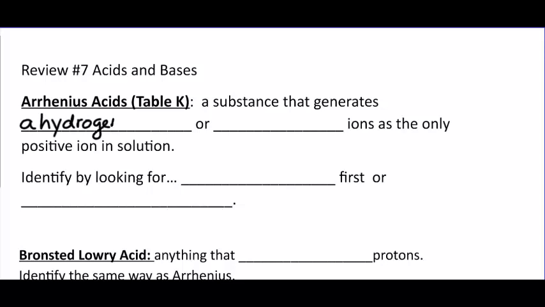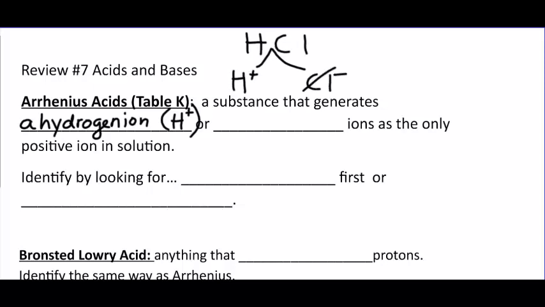Anybody know the symbol for a hydrogen ion? Yes? H+. Okay? Or, since hydrogen ions really don't float free in water, if you put an acid in water, like this guy, it will split. It's like the Angry Bird that splits, and it'll generate the hydrogen ion and the chloride ion. Well, what makes it an acid is the fact that it generates the hydrogen ion.